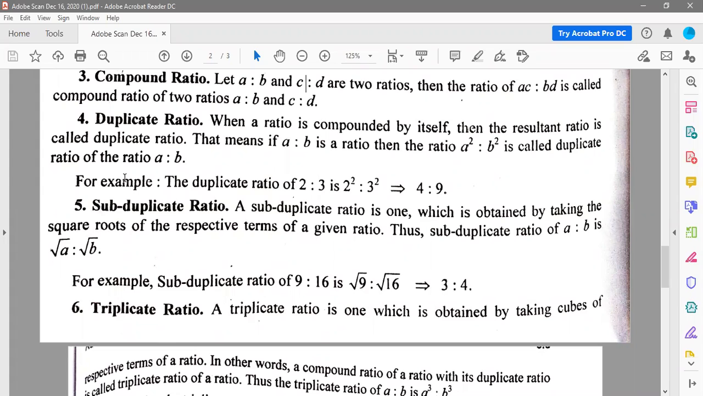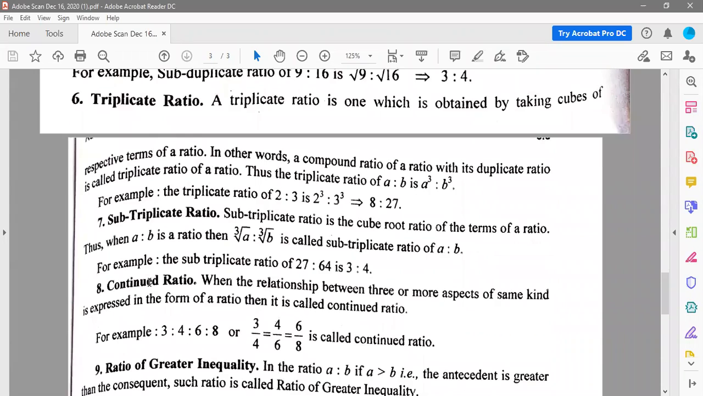Clear? So that is duplicate ratio and subduplicate ratio. Now moving on to triplicate and subtriplicate ratio. Now triplicate ratio, like how duplicate was squaring of the numbers, triplicate is finding the cube for the numbers.